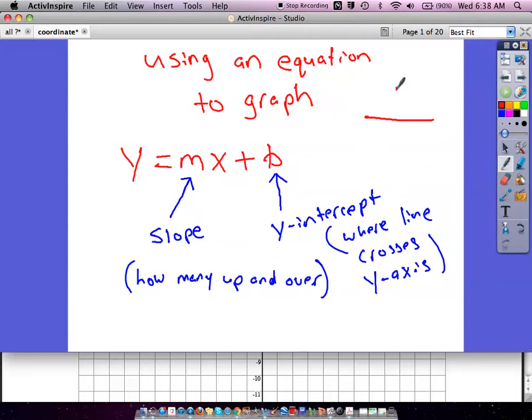Remember, if we have our graph here, this is the y-axis, the vertical line, so wherever that's crossing. And then over here, remember, if the slope is negative, your line is going to be going like this. If your slope was positive, your line should be going like this. So that's something to keep in mind as we're going forward.